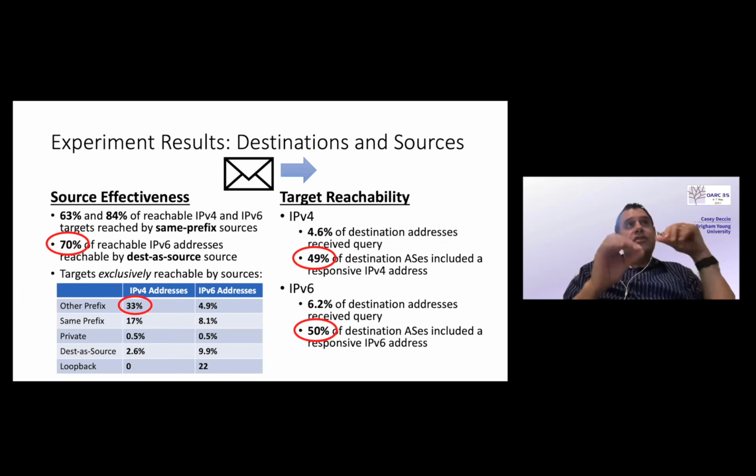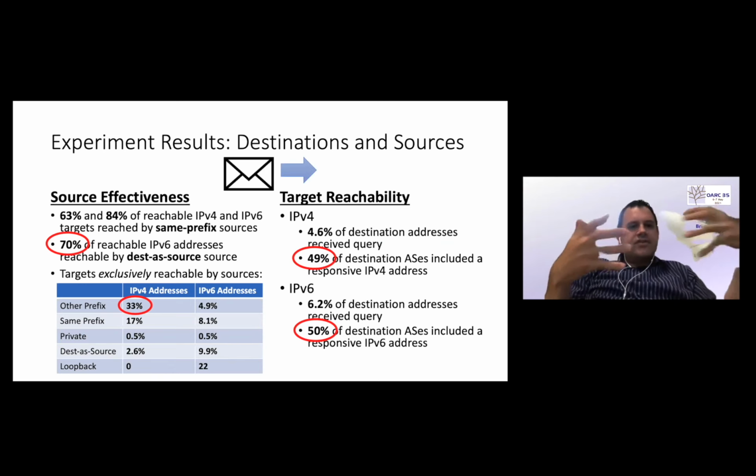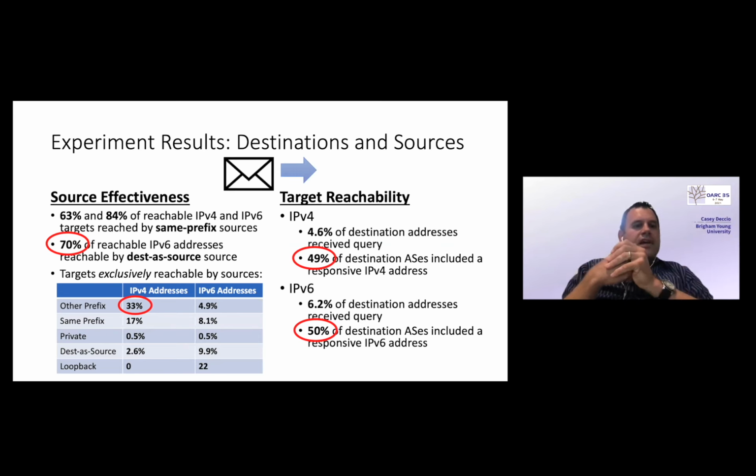In terms of exclusive reach, meaning if you were only using this and excluded all other sources, we found that 33% of IPv4 addresses were only there because we used this other prefix category. And interestingly, for the destination-as-source category on the IPv6 side, almost 10% of those were only reachable because we used destination as source, because they didn't get hit by the other prefix or the same prefix sources.